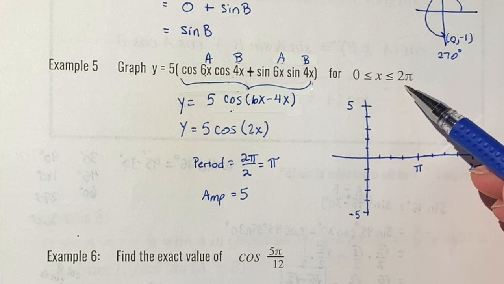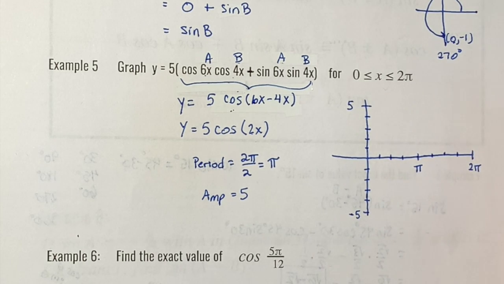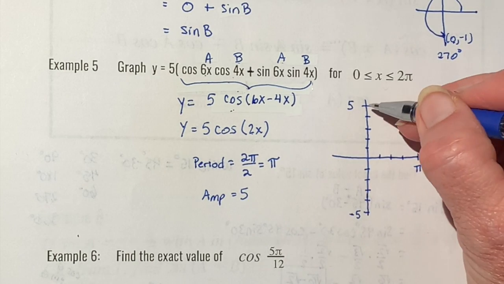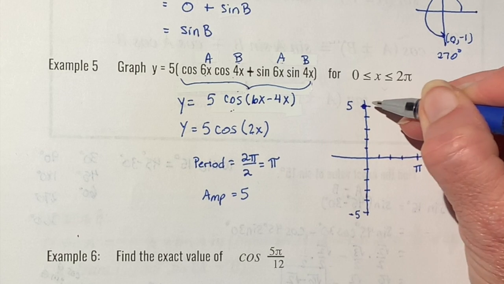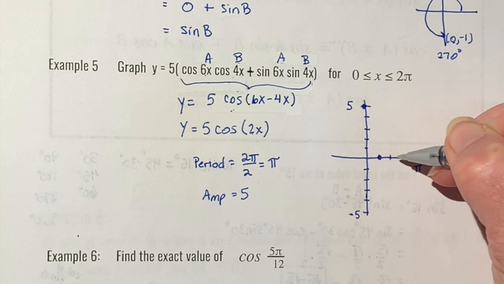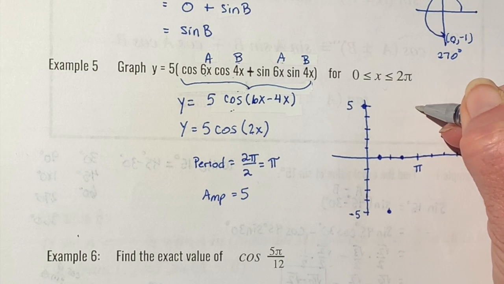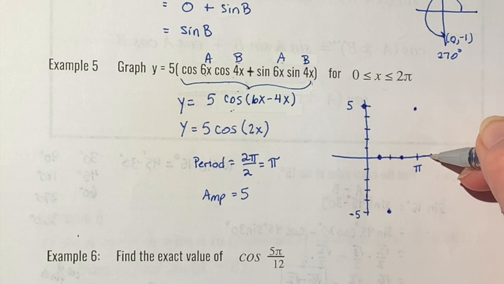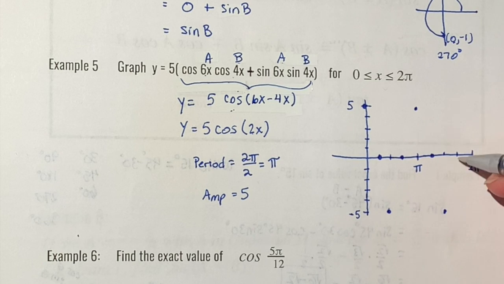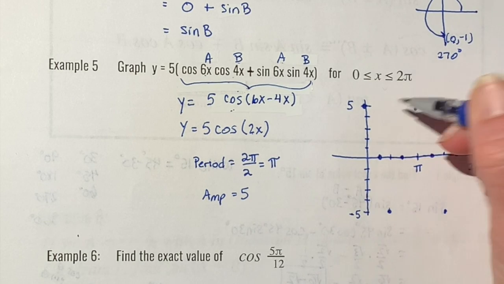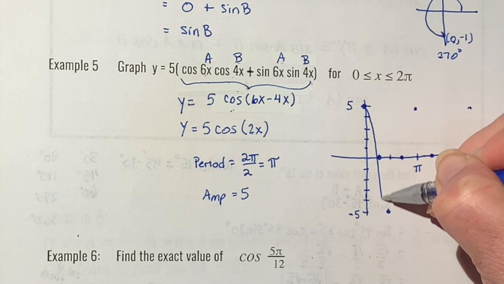It wants me to go all the way from 0 to 2 pi, so I actually see 2 full cycles of the graph. With it being cosine, remember cosine starts at the maximum, 5, then goes to 0, dips down to its minimum, back to 0, and back to its maximum. Let me repeat that for another period here. All right, and so this is what this graph would look like.